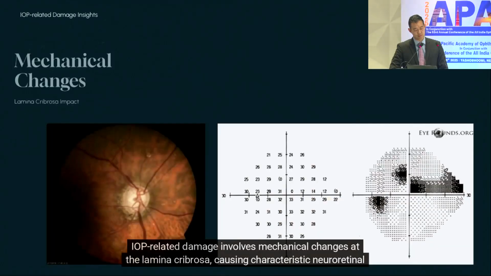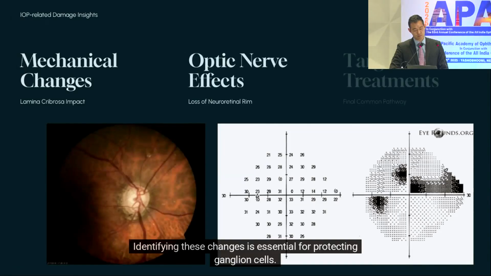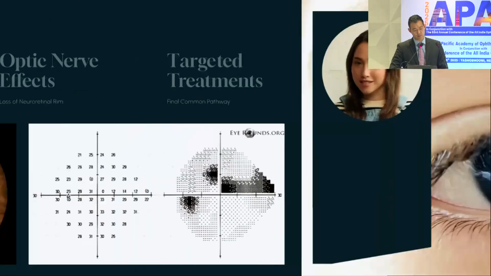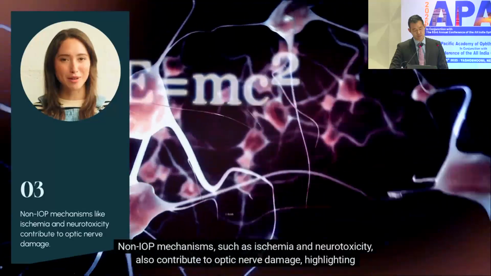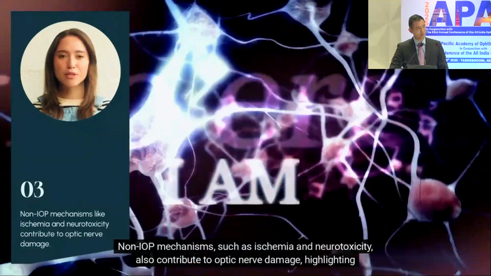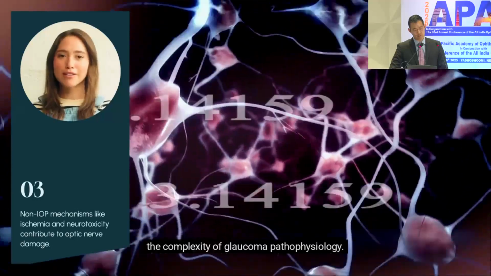IOP-related damage involves mechanical changes at the lamina cribrosa, causing characteristic neuroretinal rim thinning. Identifying these changes is essential for protecting ganglion cells. Non-IOP mechanisms, such as ischemia and neurotoxicity, also contribute to optic nerve damage, highlighting the complexity of glaucoma pathophysiology.